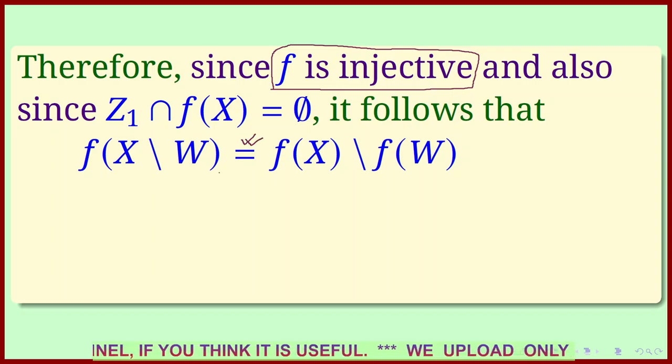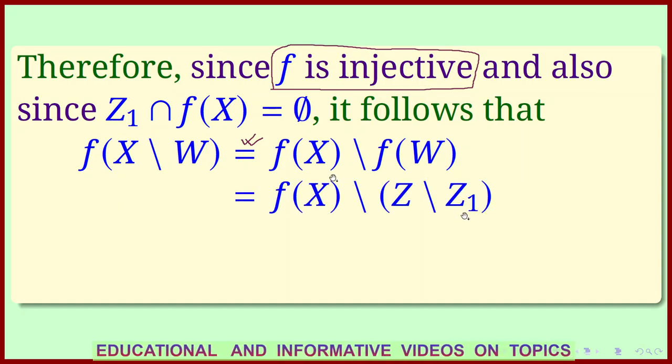f(x − w) equals f(x) minus f(w). And f(w), we have seen in our previous slide, is equal to z minus z1. The image of f is actually precisely equal to z minus z1. So this is equal to f(x) minus (z minus z1).